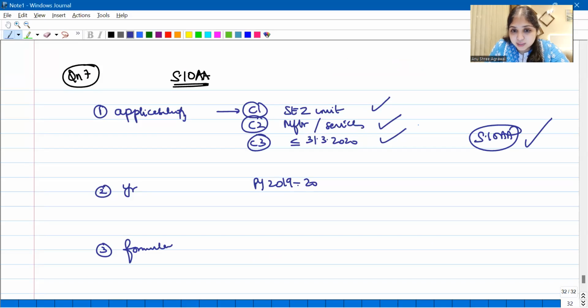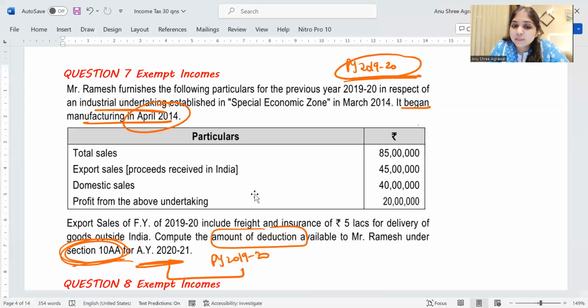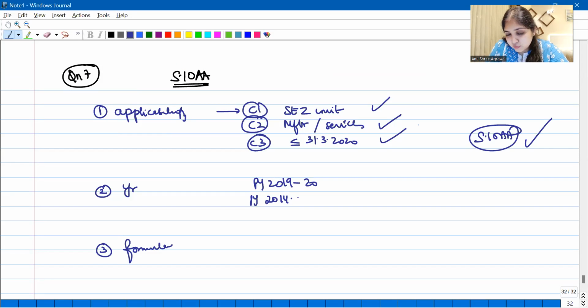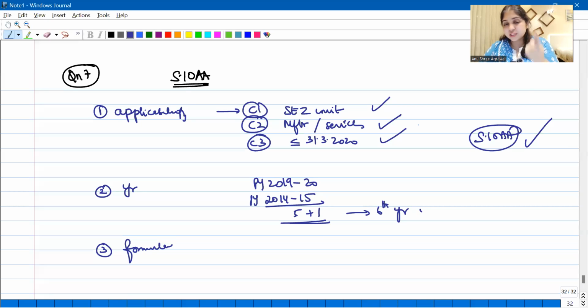So previous year 19-20. And when did we commence, guys? We commenced in April 14. April 14 will be previous year 14-15. So which year are we in? We are in the 5th year, but you always add a 1. You say that we are in the 6th year. Why 6th year, guys? Because even the year in which you commenced manufacturing, even that year has to be considered. So 14-15 will be the first year, 15-16 will be the second year, 16-17 will be the third year, 17-18 will be the fourth year, 18-19 will be the 5th year, and 19-20 will be the 6th year. Are you understanding? Don't straight away take the difference, add a 1, because even the year in which you commenced manufacturing, even that year you're supposed to consider. So you are in the 6th year.